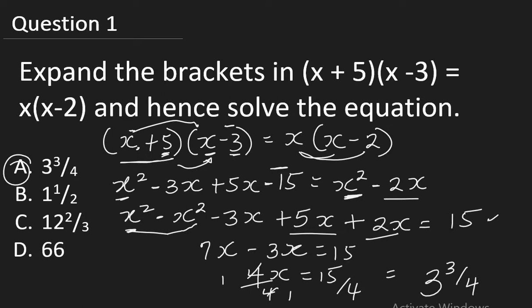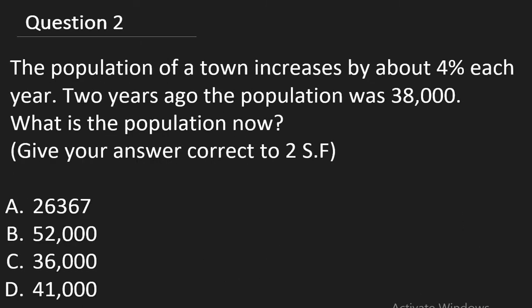Alright, the next question, question 2, says, the population of a town increases by about 4% each year. 2 years ago, the population was 38,000. What is the population now? Give your answer correct to two significant figures. In math, whenever percent is given, just have it at the back of your mind that 100% means everything. So 2 years ago, the population was 38,000. Let 100% be the total, which is 38,000.